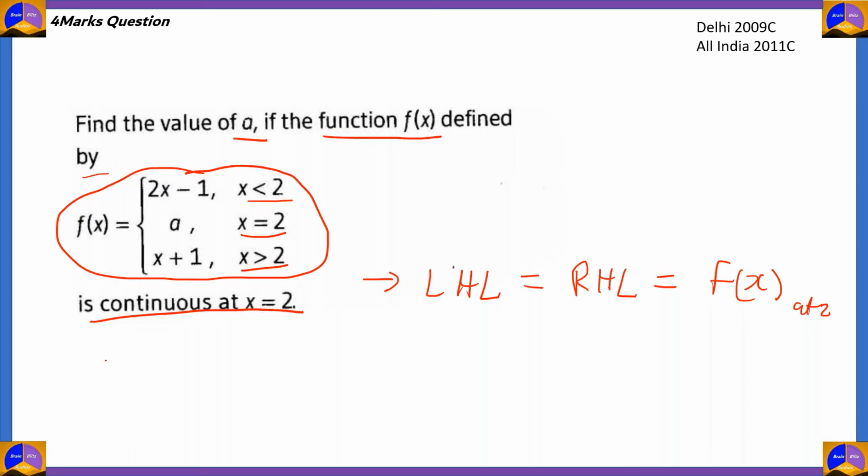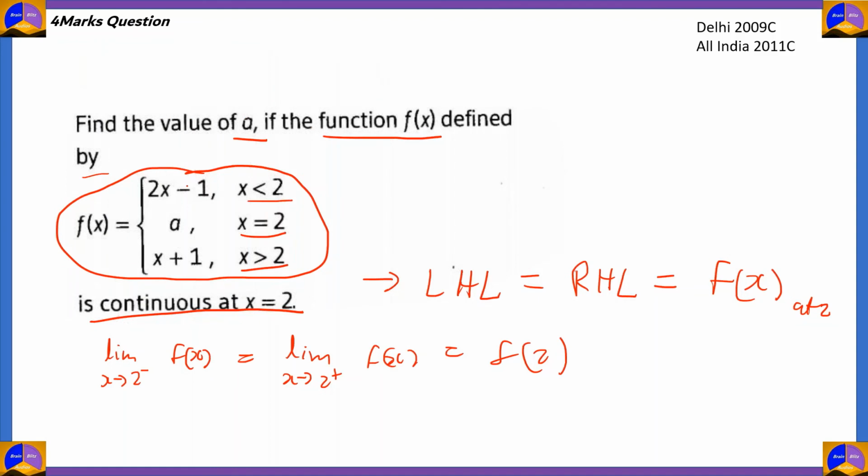Now, the value of the LHL will be limit x tends to 2 minus, because it's continuous at 2, of f of x, which is equal to limit x tends to 2 plus f of x, which is equal to f of 2, the function at x equal to 2. The left-hand limit and right-hand limit are things that we learned in grade 11. So we're applying them here. Now let's find each of the limits.